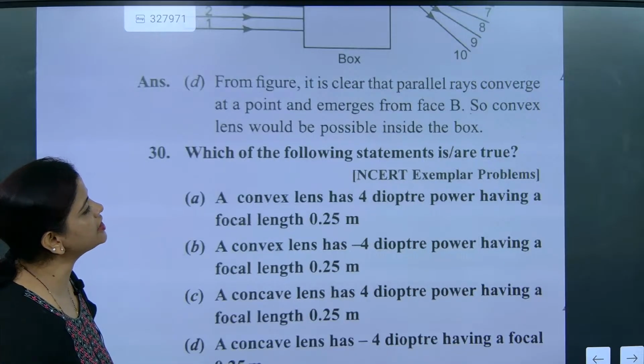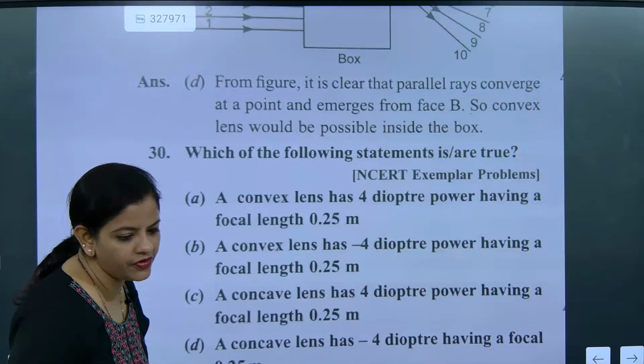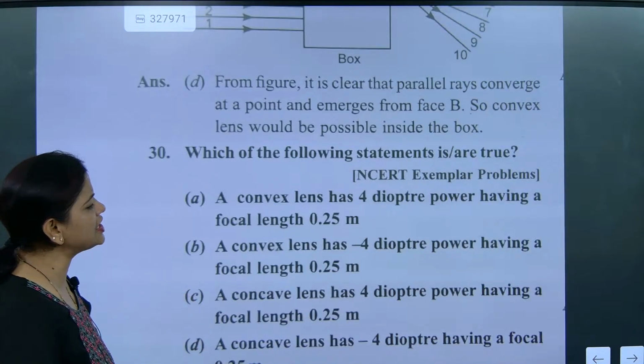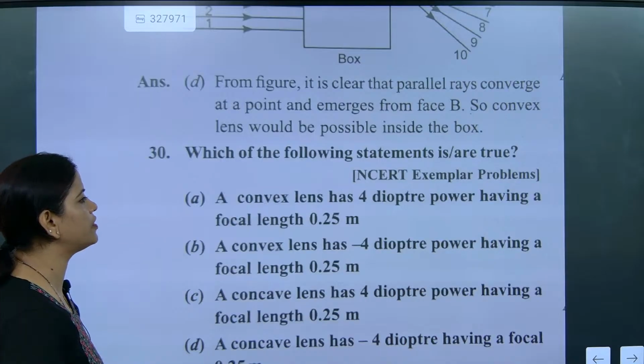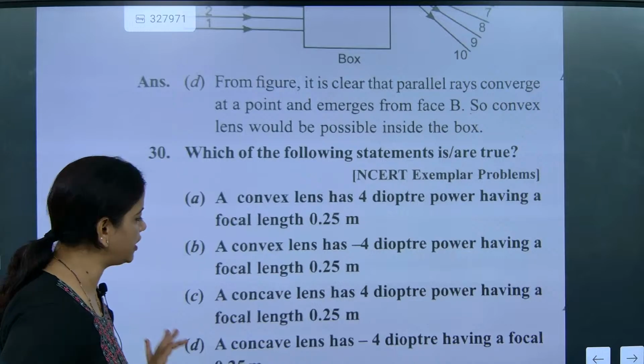Which of the following statements is or are true? You need to identify which statements are true. Now let's check this one out. A convex lens has 4 diopter power having a focal length of 0.25 meter. This is the first part of what they are telling.